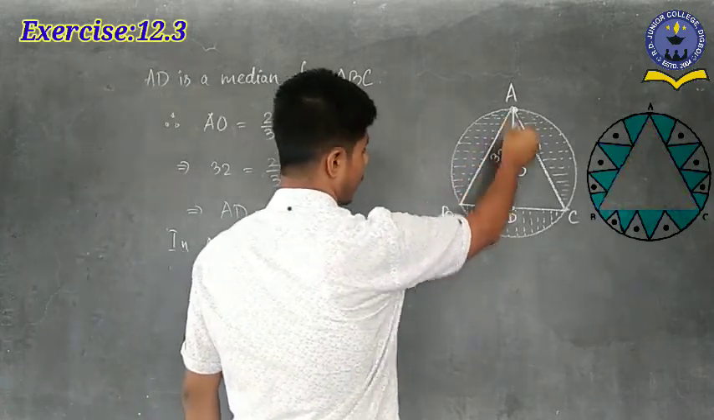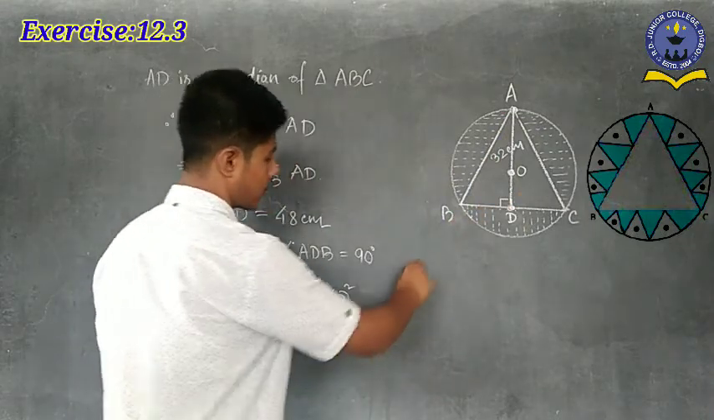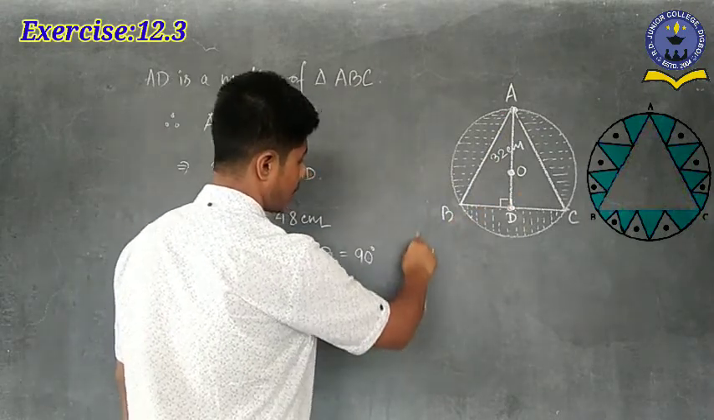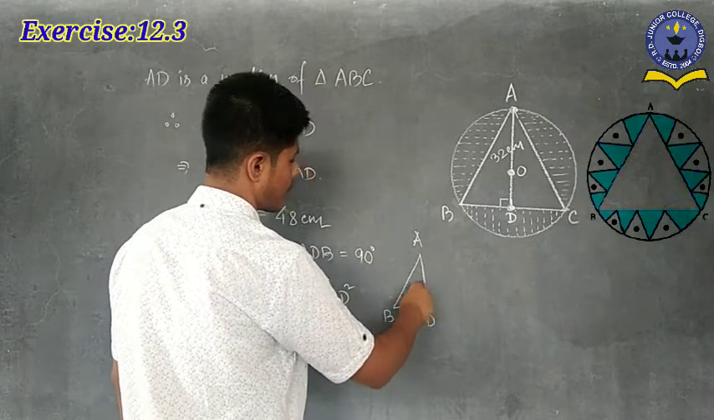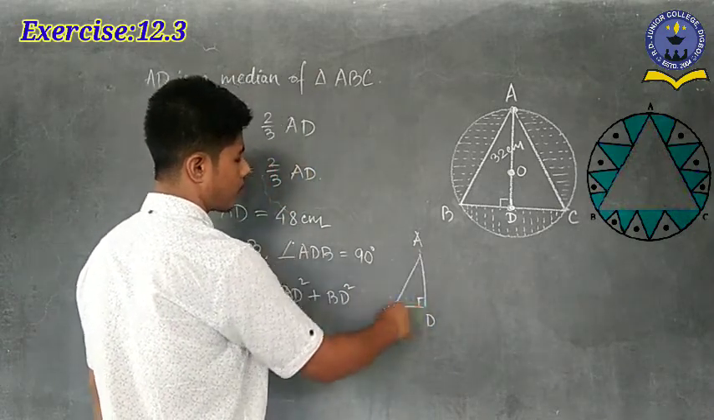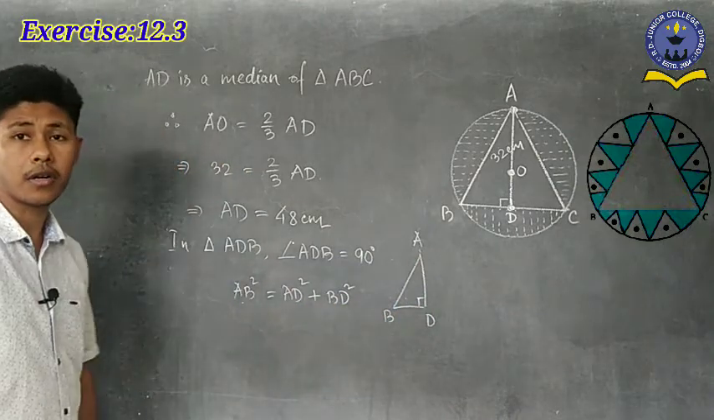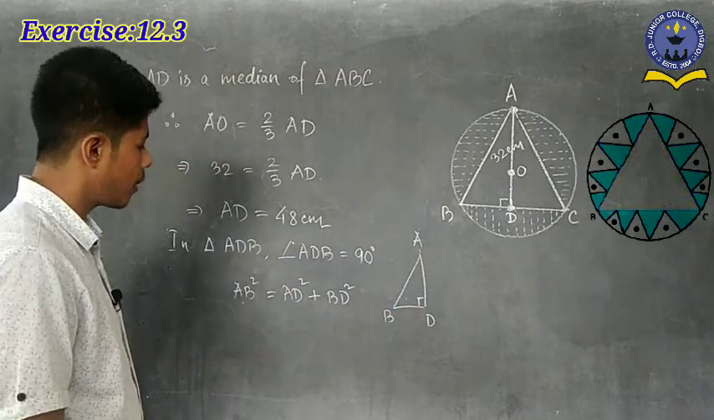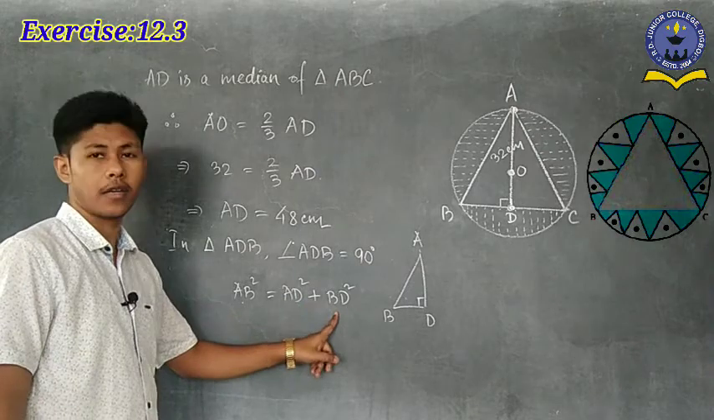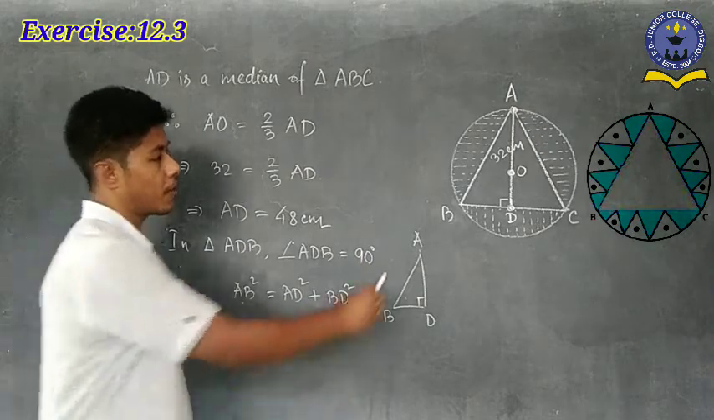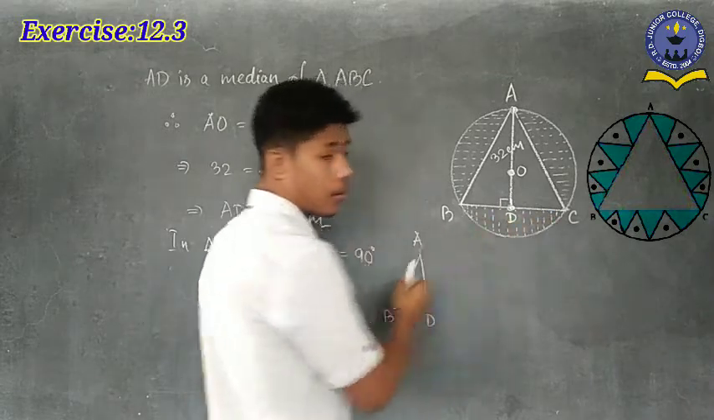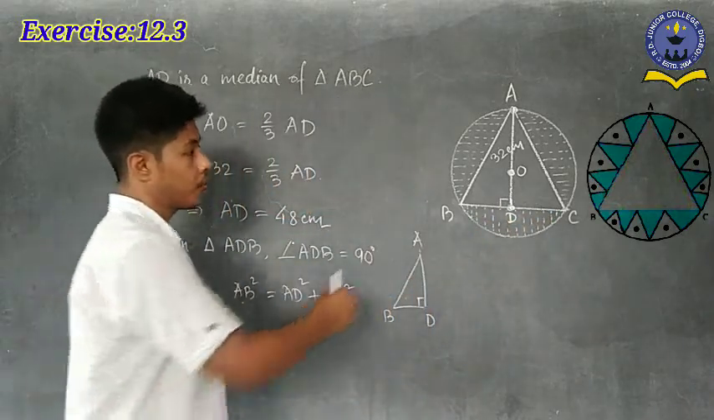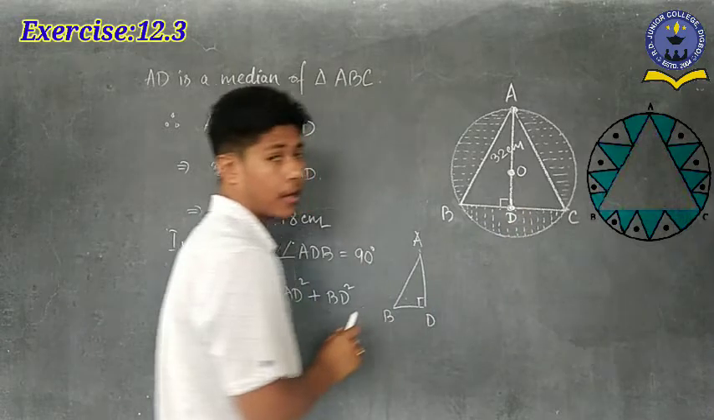If we see the triangle ADB here and draw it separately, this one is A, this one is D, this one is B, 90 degrees. So AB square equals AD square plus BD square. Now here, in place of BD, what can we write? BD is the half of BC or not? Since BD is the half of BC, can we write it here?